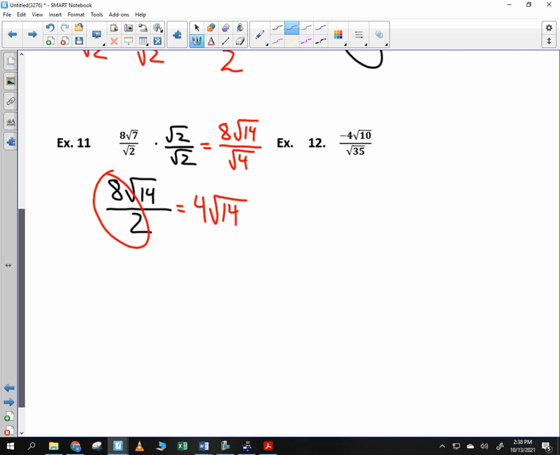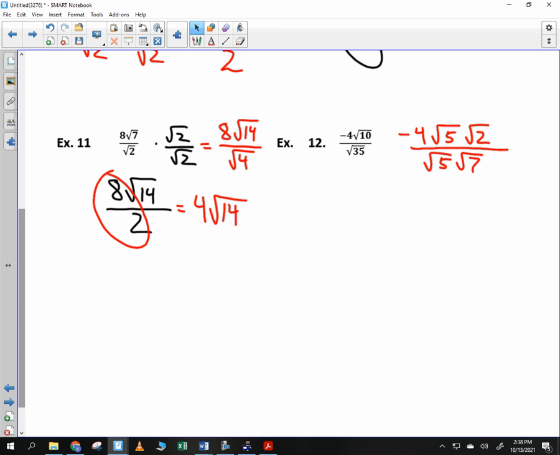All right. So last example, I'm not a big fan of working with really large numbers like 35. So how about we reduce 35 a little bit? What are 10 and 35 both divisible by? So I'm going to rewrite this as negative 4 times the root of 5 times the root of 2. You said that both of these are divisible by 5, so notice how I wrote it as the root of 5. In the bottom, I'm also going to write the root of 5 times the root of 7.